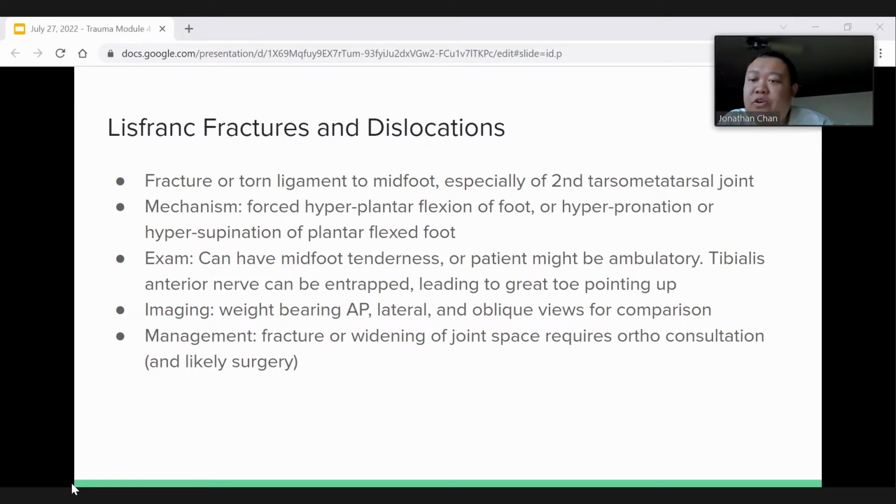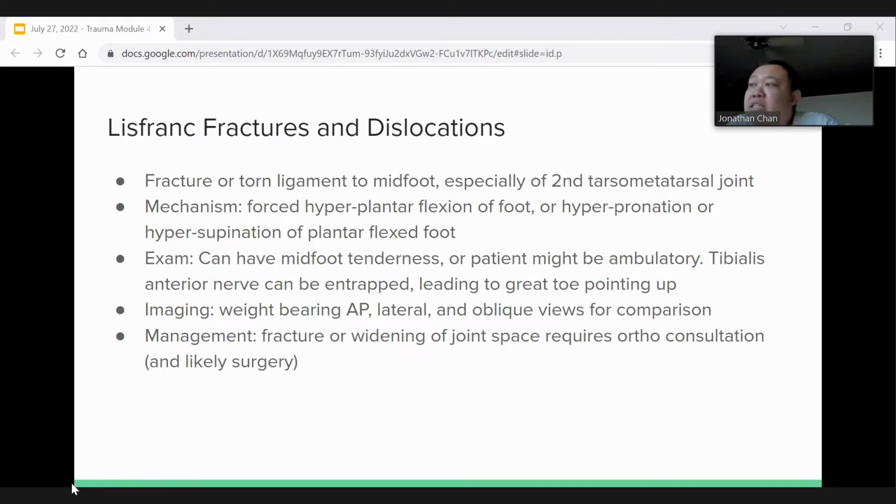But sometimes if you're running or if you're a ballet dancer, those are all ways where your foot could be a little bit hyperflexed. You could see that these are kind of tricky. On the exam, you could have some midfoot tenderness, or the patient might be ambulatory. One classic exam finding is the great toe sign, where the great toe is pointing up or dorsiflexed. And this is because the tibialis anterior nerve running there can become entrapped.